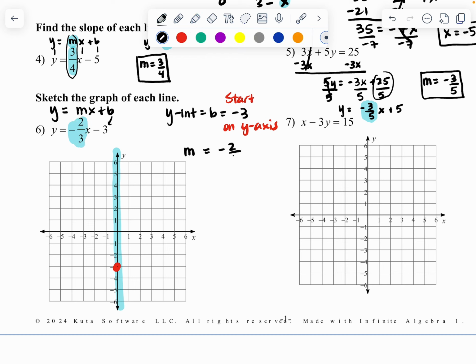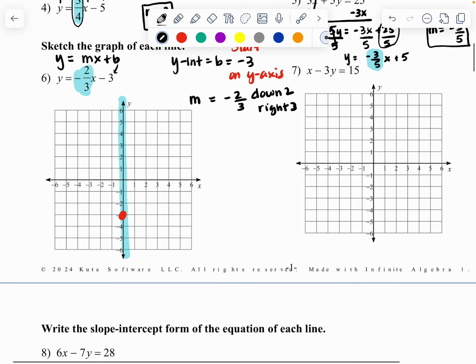A lot of people look at this and go, but wait, the negative's in the middle. Does it go to the 2 or does it go to the 3? It does not matter. You can make it negative 2/3 or you can make it 2 over negative 3. I usually just put the negative on the top. So this is saying that we need to go rise over run. So we need to go down 2 and we need to go right 3.